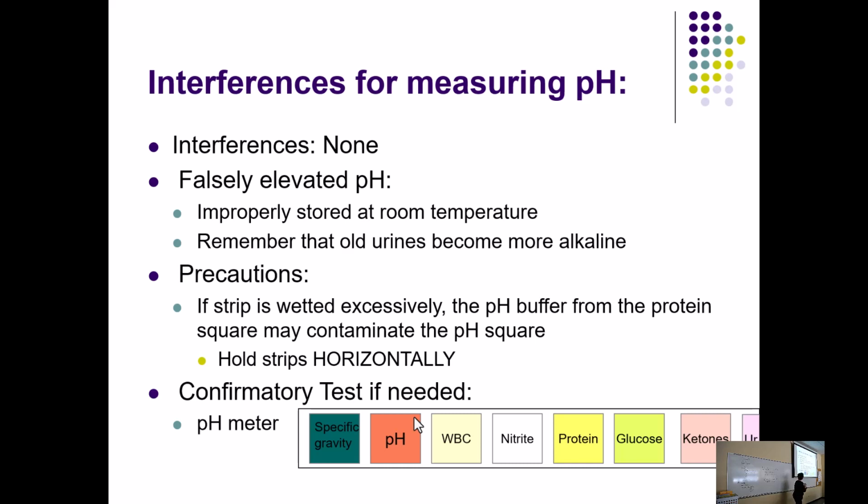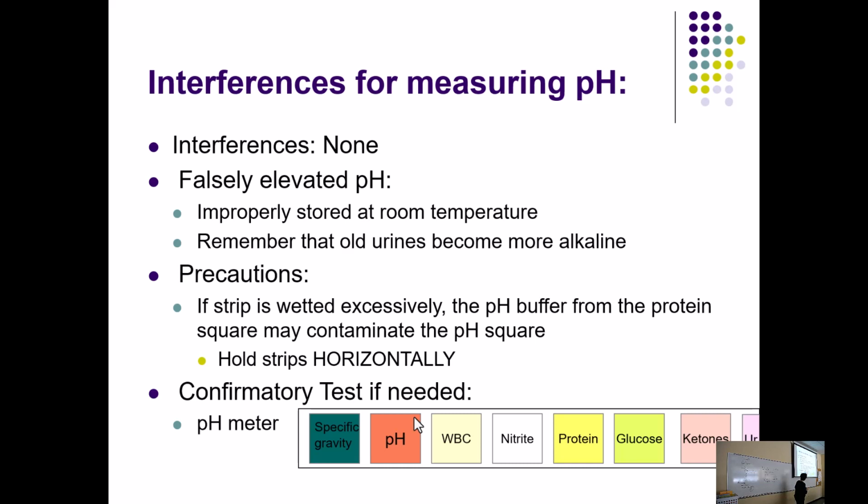Couple precautions. You want to make sure the strip isn't wetted excessively. We don't want to hold it in the urine or have those big bubbles on the top of it, because the protein has a pH buffer. If it sits too much, it'll actually contaminate it and go over. If we hold it upright too much and don't put it down horizontal, it'll actually have override from the protein buffer.